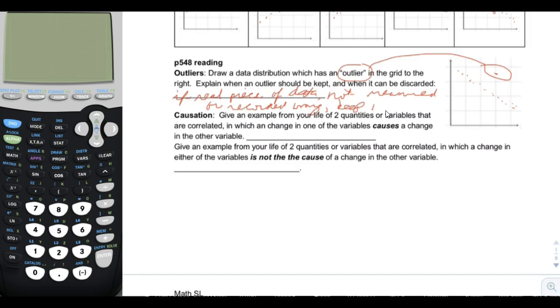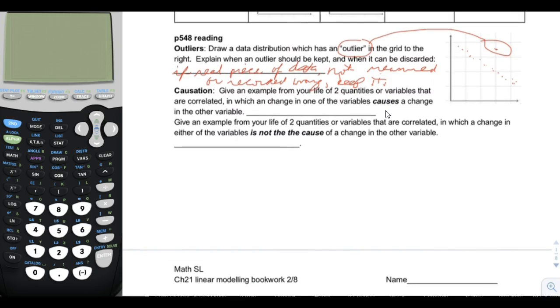Causation, the concept of causation. This is really important because sometimes on our internal assessments or in real life, we get sloppy with our vocabulary and we say something that makes it sound like one factor causes the other factor when in fact the two factors are only related or correlated with each other, not one being the cause of the other. So it says, give an example from your life of two quantities or variables that are correlated in which a change in one of the variables causes a change in the other variable.